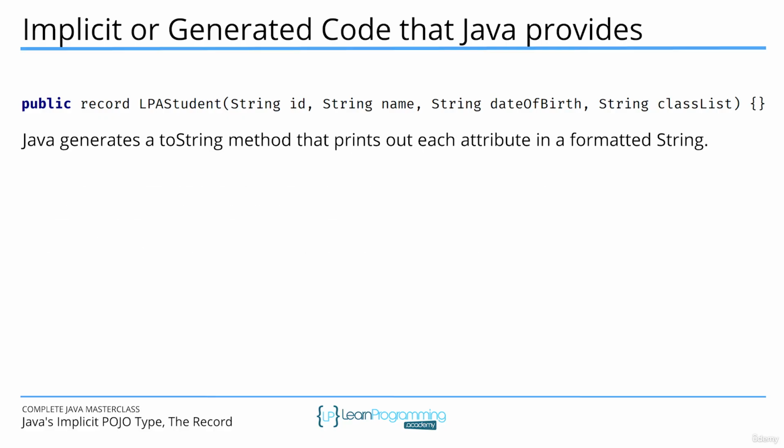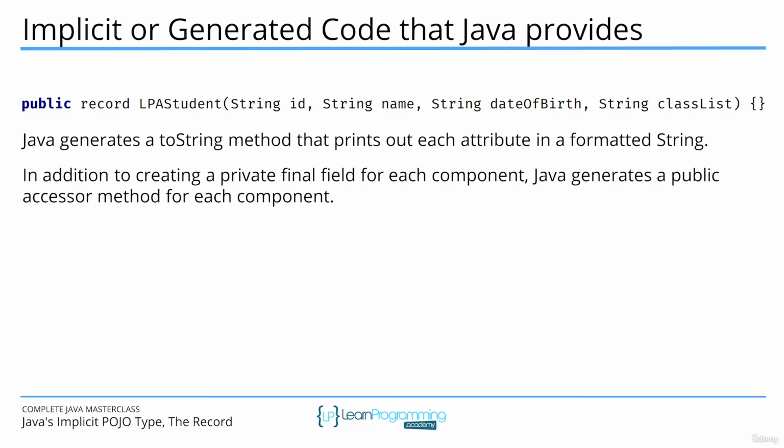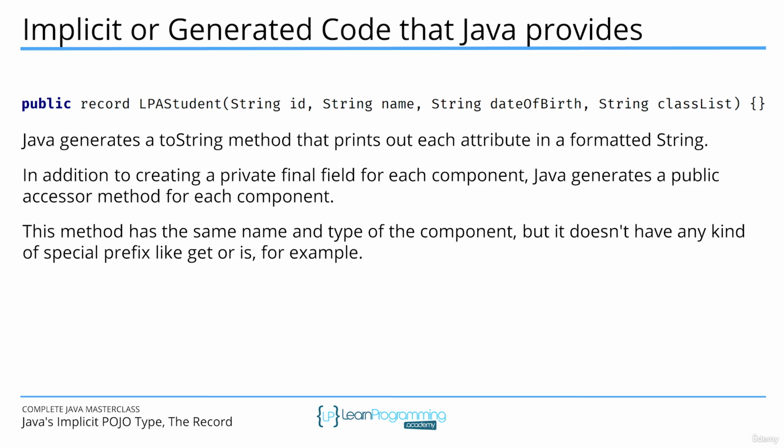Java generates a toString method that prints out each attribute in a formatted string. In addition to creating a private final field for each component, Java generates a public accessor method for each component. This method has the same name and type of the component, but it doesn't have any kind of special prefix like get or is, for example. The accessor method for ID in this example is simply id(). This is easier to show you in the code.